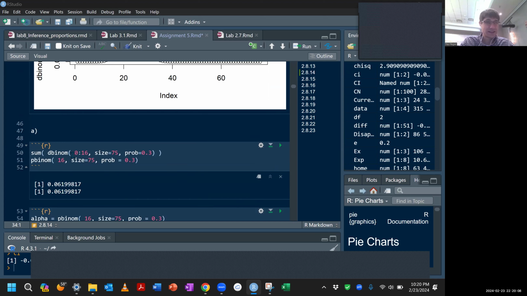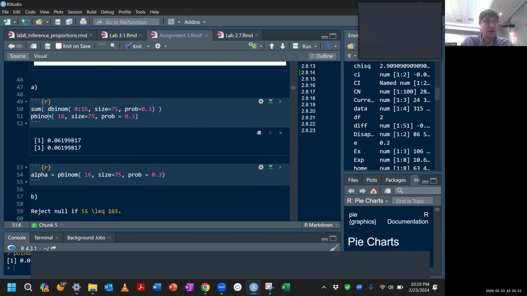I found the significance level. If we have 16 or less on this binomial distribution, we're doing repeated trials, probability of success is 30%. I'm getting about 0.06, or you could use p-binom, which does the same thing. So actually in this lab, I'm going to switch to using p-binom because I want to make my work easier. So that's the probability of success, the level at which we'll reject our data.